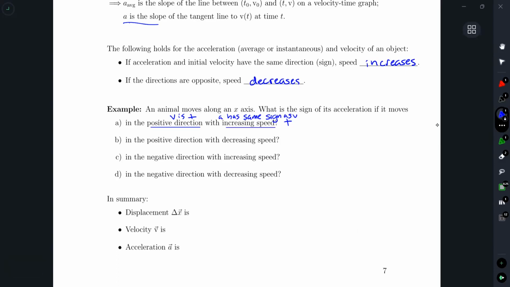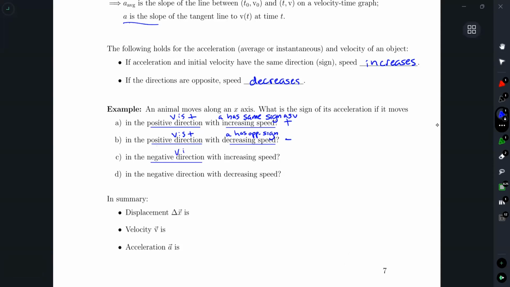Okay, positive direction with decreasing speed. What's the sign of our acceleration? So v is positive. What does this say about the sign of the acceleration compared to the sign of the velocity? It's different. And so it must be negative. Okay, those are the ones we've done already. Use that to guide these last two.